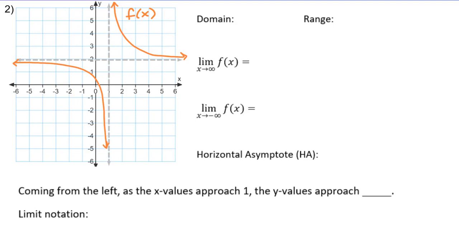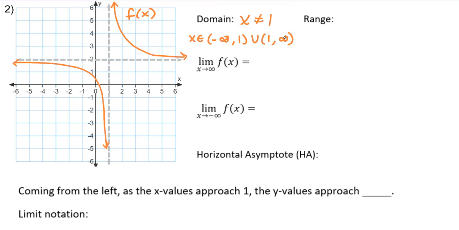The domain. It looks like the graph does not have a point for an x value of 1, but it does have a point for all the other x values. So one way to list the domain is to say that x is not equal to 1. Another way would be to say that the x values go from negative infinity to 1, union 1 to infinity. Notice the open brackets not including the 1.